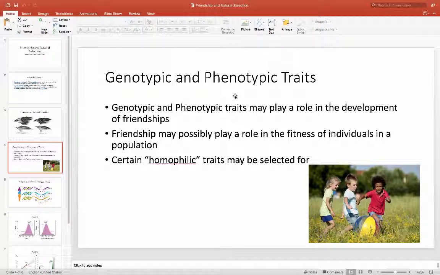Homophilic traits are traits where you make friends or have ties with those who are phenotypically similar to you.